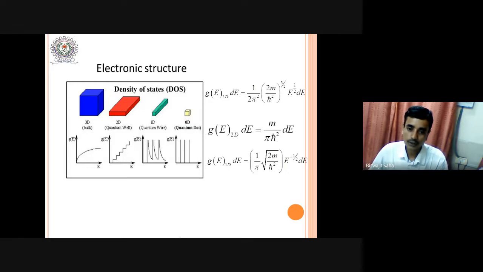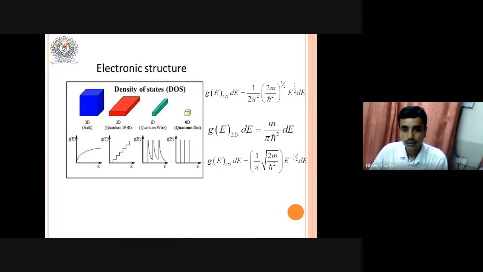That is, if we consider a system of materials, then how many electrons can be obtained at a particular energy is dependent on the value of the energy itself. And it is governed by the quantum state of the electron.